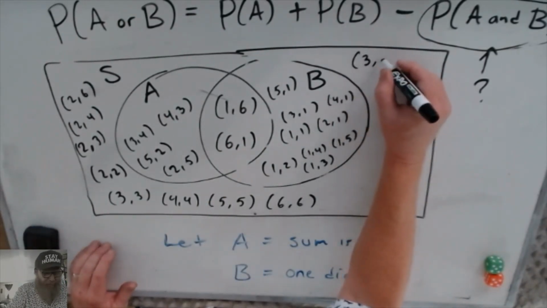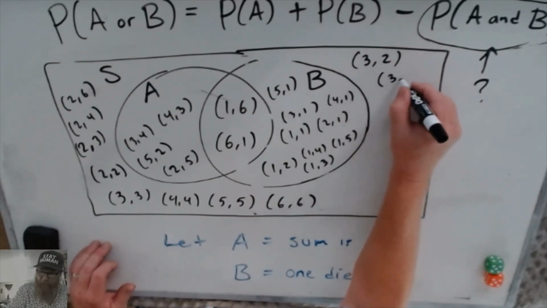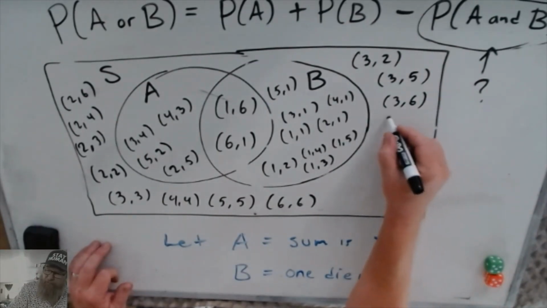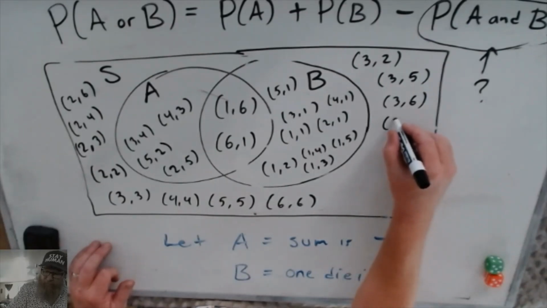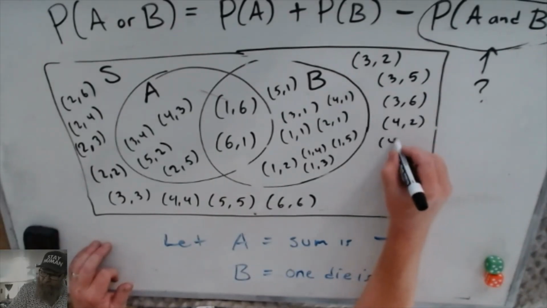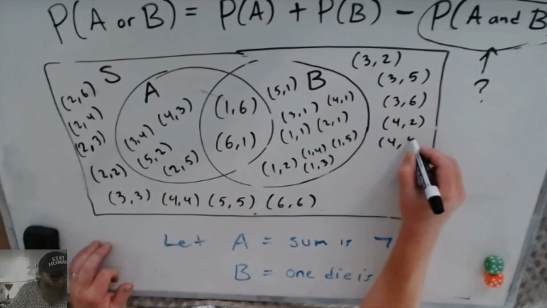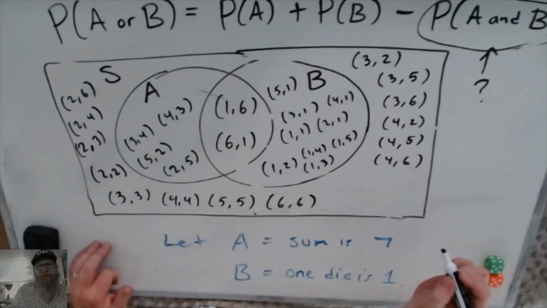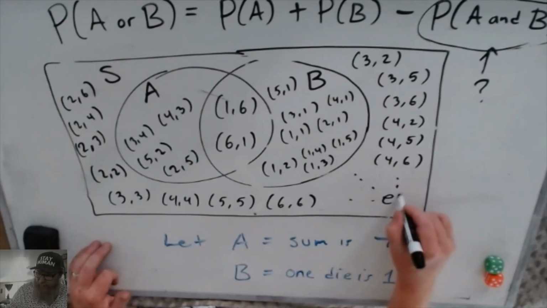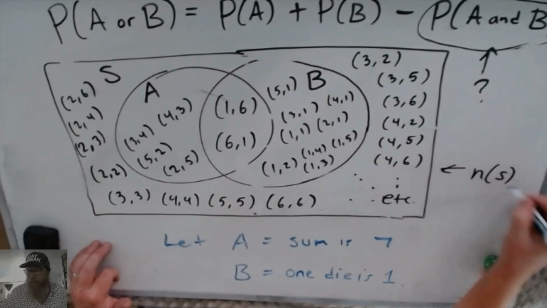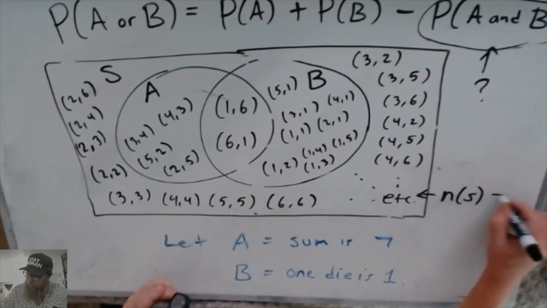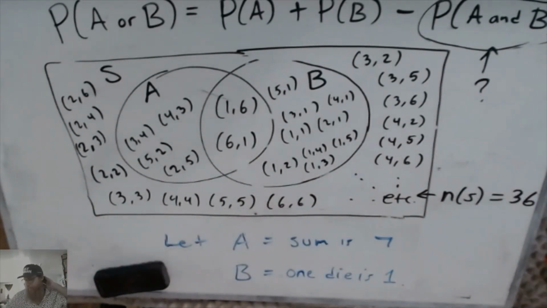How about 3, 2, 3, 5, 3, 6. That's it for 3. How about 4, 2, 4, 4. We already have it. 4, 5, 4, 6. Okay, I don't want to list them all out. I'm just going to say et cetera, et cetera, et cetera. The size of the universe we already determined is 36. So to sit here and try and write them all down, I'm sure I missed a few, but yeah, I don't want to have to make you watch that.